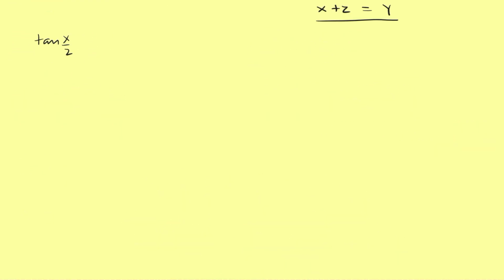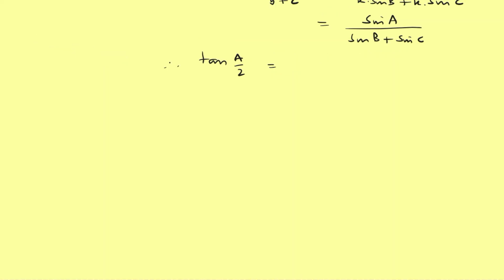Let's check whether option C is correct or not. For that we will put the value of tan x by 2 using the half angle formula. So we start with tan A by 2. As per the question, tan of A by 2 will be A upon B plus C. Now the sides A, B and C can be replaced using the sine rule, and we can write them as k times sine A upon k times sine B plus k times sine C, and then k is cancelled out. Taking common, we can further write tan A by 2 is equal to 2 sine A by 2 cos A by 2 upon 2 sine B plus C by 2 into cos B minus C by 2.